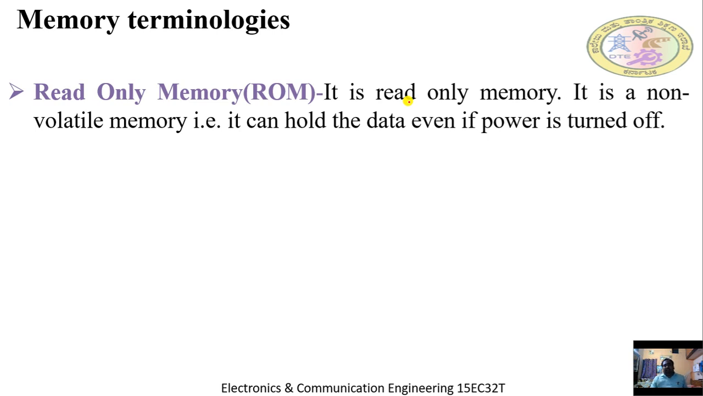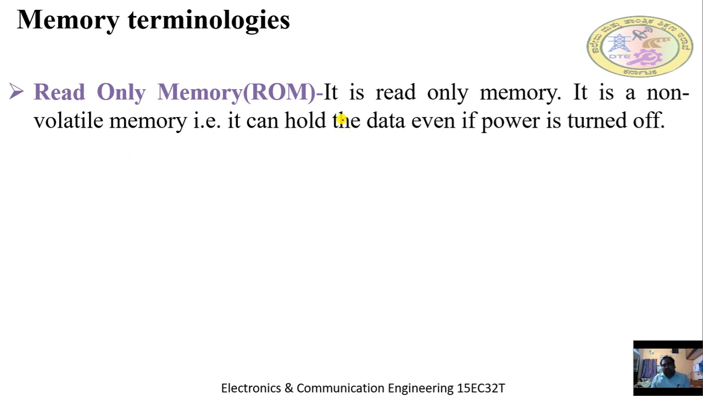Next one is the read-only memory. As the name itself indicates, this is a kind of memory, abbreviated as ROM. ROM means read-only memory. It is a non-volatile kind of memory, which has the ability to hold the data even when the power is turned off. Even if you remove the power, or the power automatically goes off, it retains the data or the instructions that are stored in it.